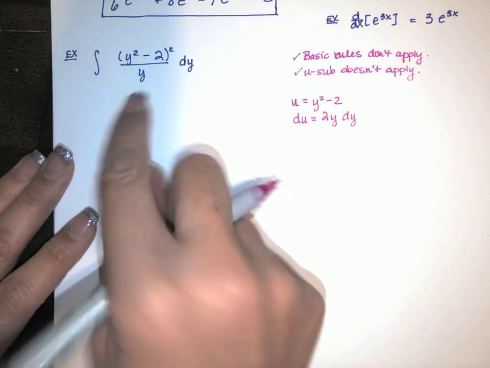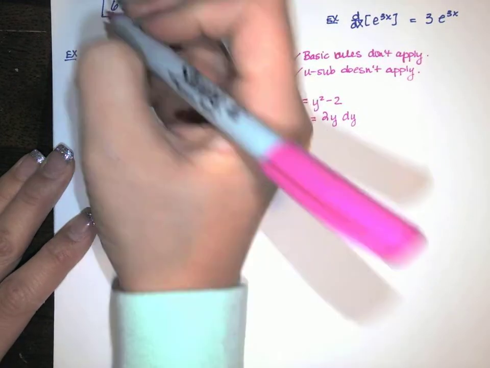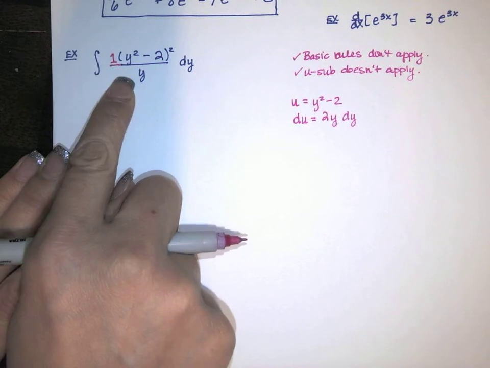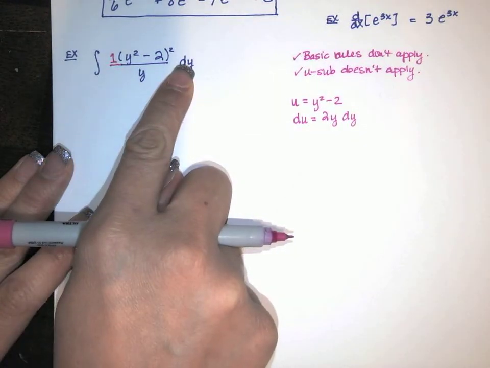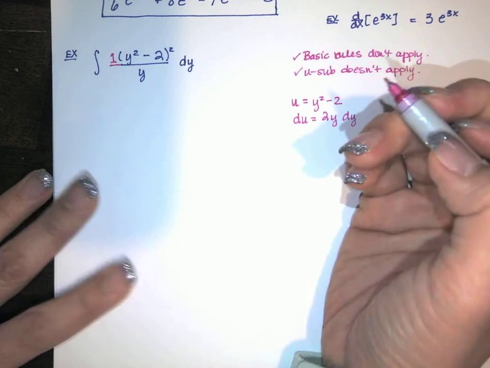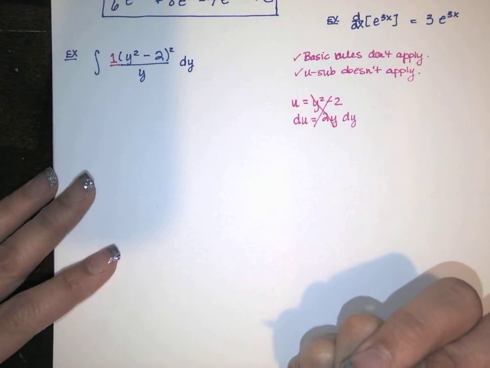Do you see it? This y is in the denominator. Since this y is in the denominator, if I were to pull that out as a factor, that's a 1 divided by y times dy. It's not just a y dy. So u-sub fails. U-sub's not going to work. We're going to have to do something else.